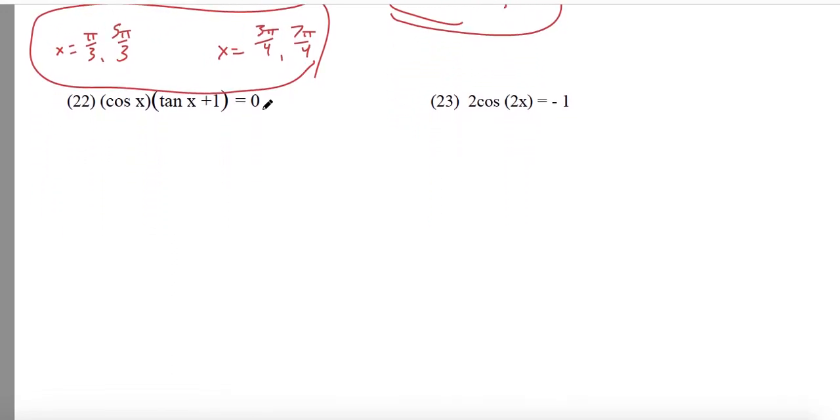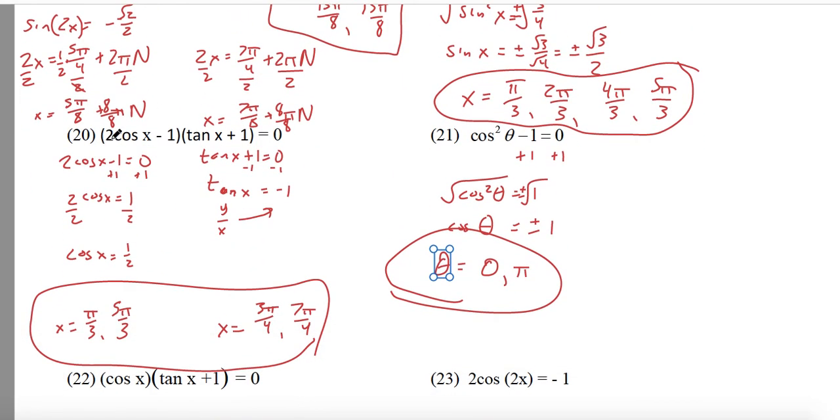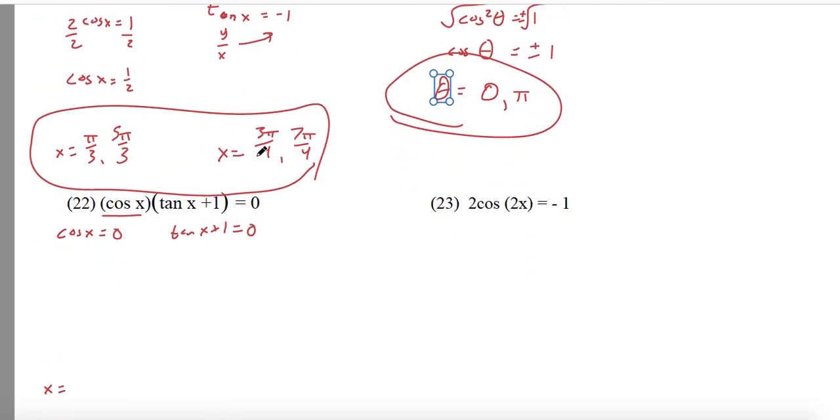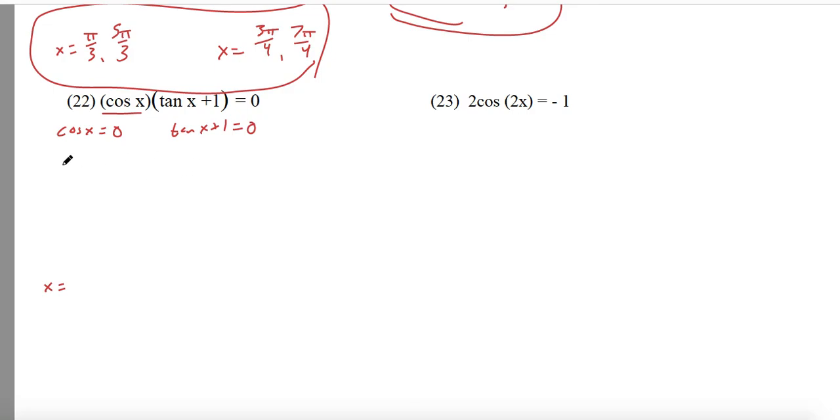All right, last 2 here. We've got cosine x times tan x plus 1 equals 0. Just like we attacked this one by setting both separately equal to 0, that's exactly what we're going to do. So we set cosine x equal to 0 and solve that equation. We'll get x equals something. And we'll have tan x plus 1 equals 0. That happens to be the exact same equation we had up here. So solve both of these.